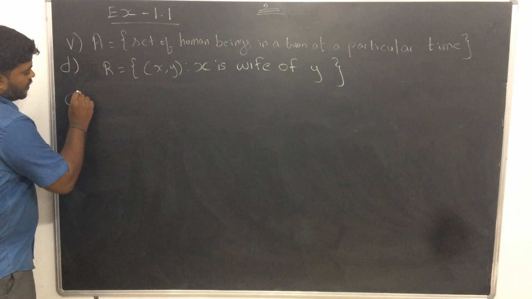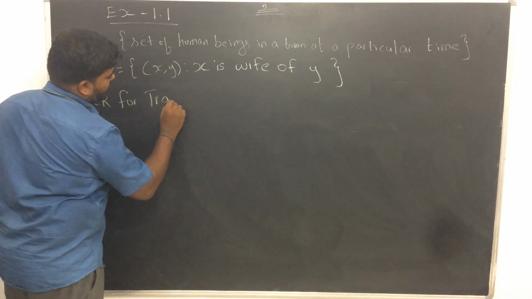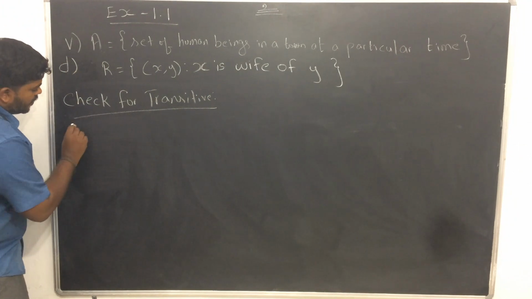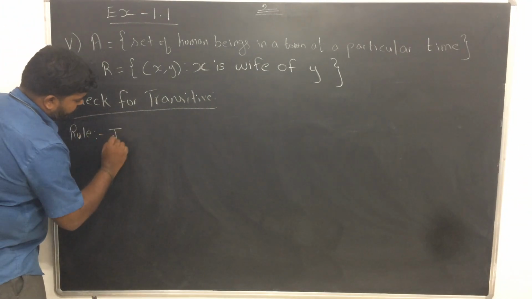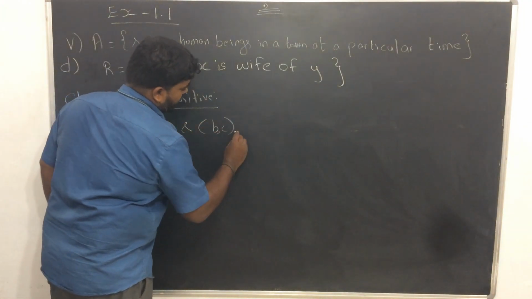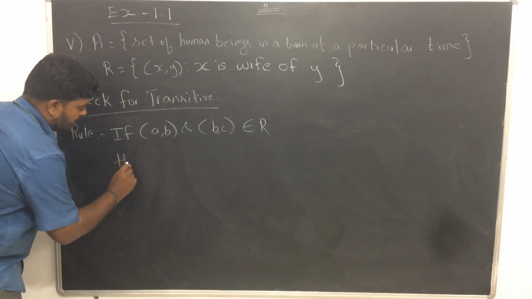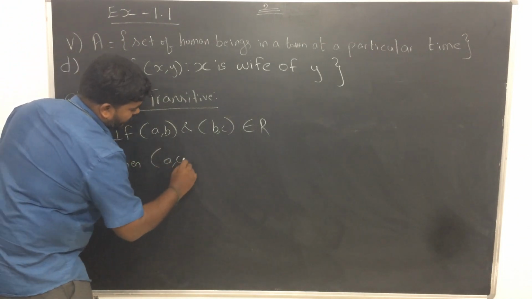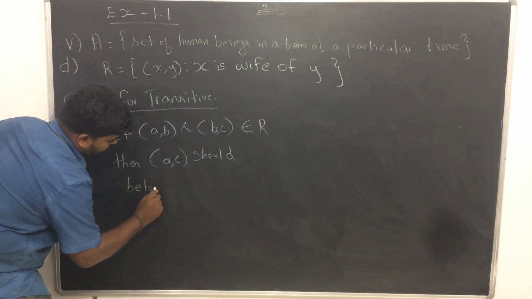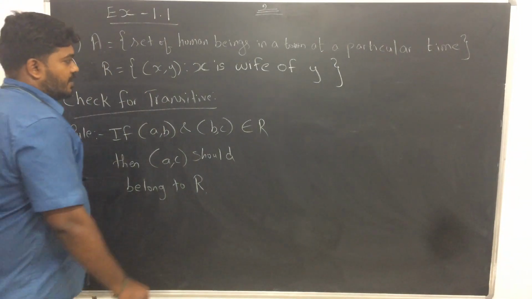Now let's check for transitive. Reflexive and symmetric is done, so we will now check for transitive. So what is the rule for a relation to be transitive? If (A, B) and (B, C) belong to R, then (A, C) should also belong to R. This is the rule for any relation to be transitive.